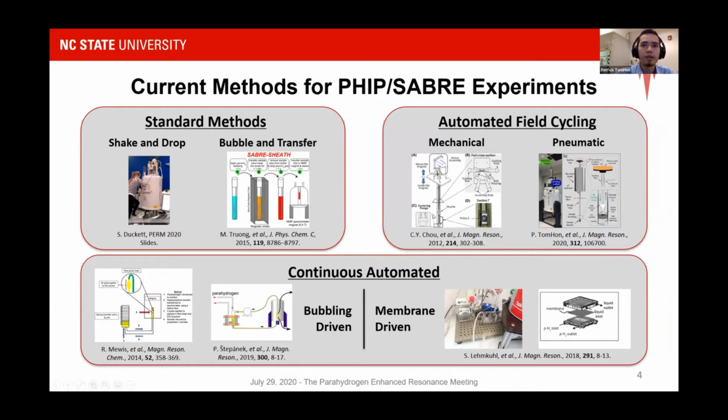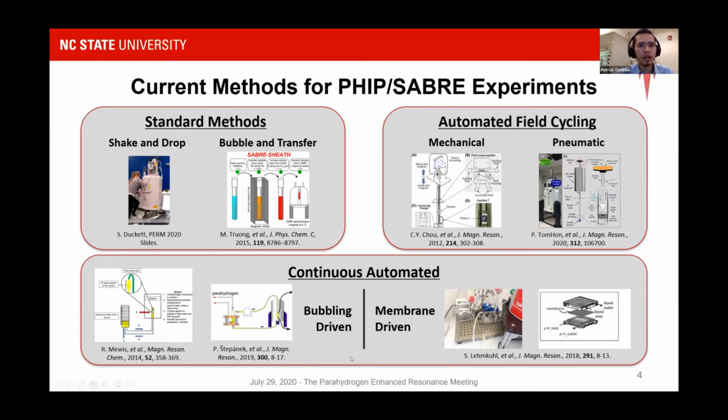And of course, we have mechanical shuttling shown by Chu et al. in 2012, but then also there's been some great work published out of the groups in Novosibirsk, showing some very fast and reproducible mechanical shuttling techniques for field cycling. And of course, the recent work that we published as well with pneumatic shuttling, a very simple shuttle that also enables reproducible and fast acquisition of SABRE experiments.